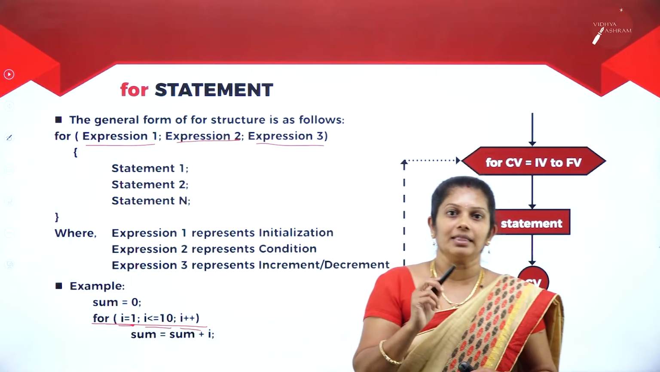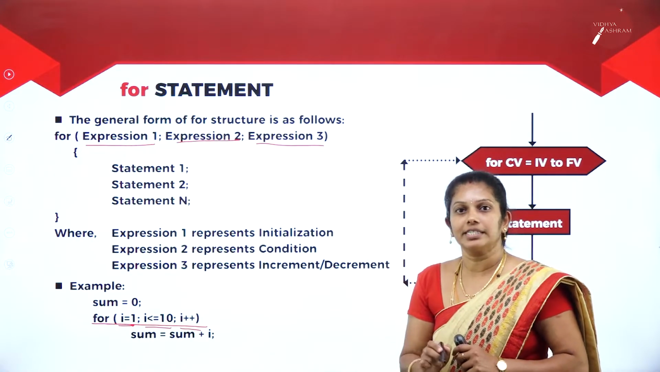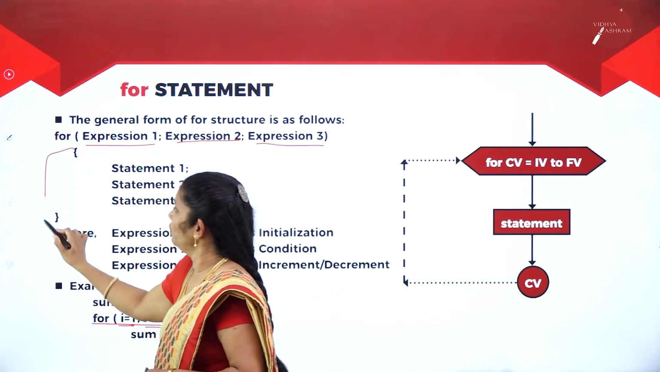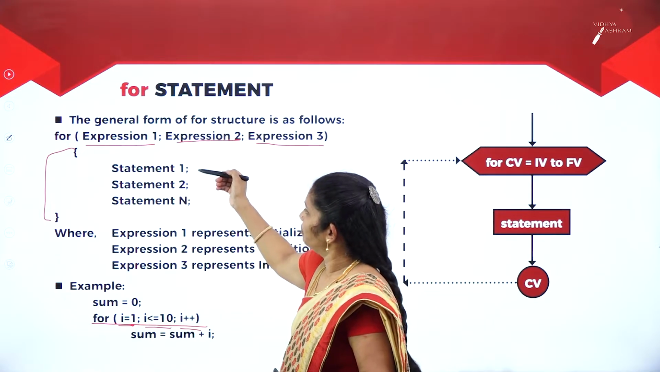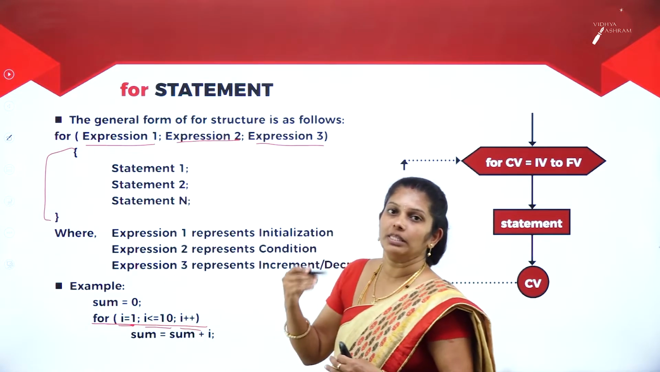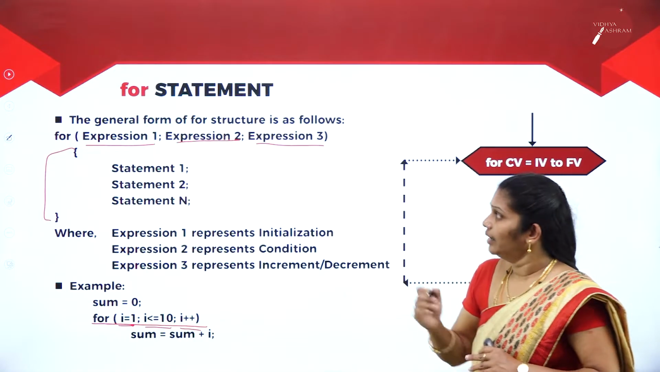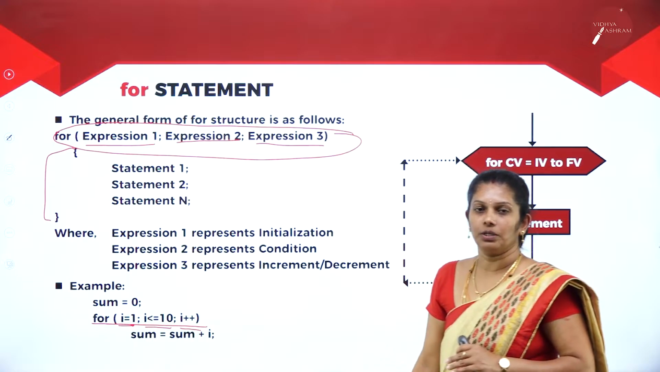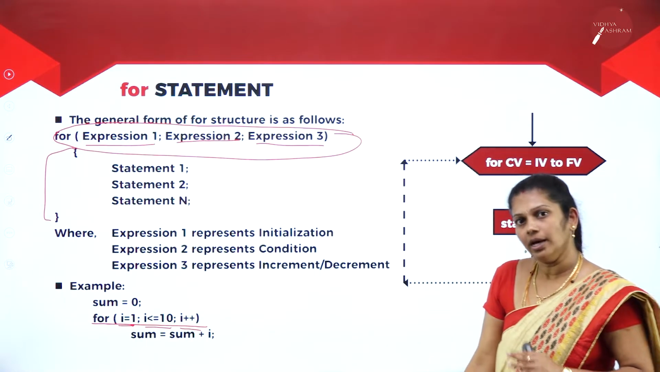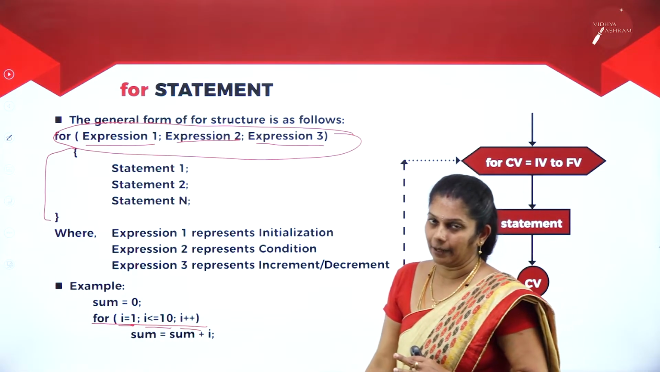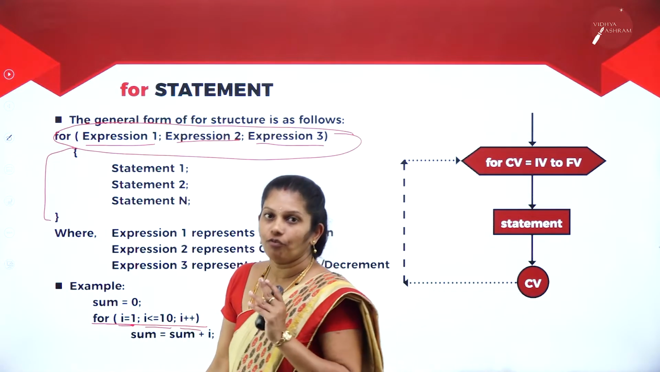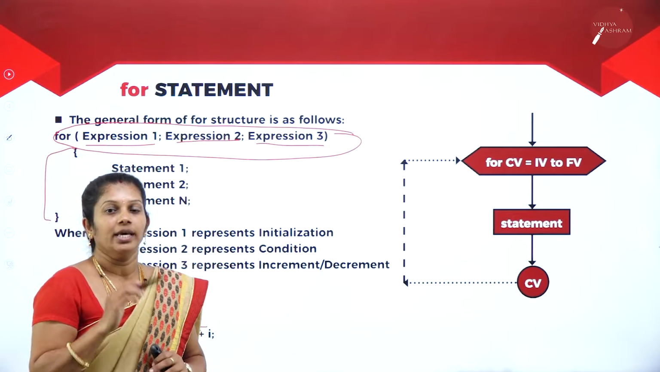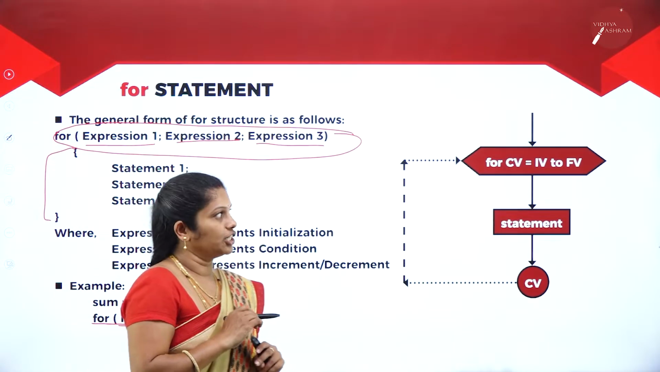If it is incrementing, then we write plus plus. If it is decrementing, then we write minus minus. Inside the flower bracket, we will write all the statements: statement 1, 2, 3. However many statements you want, you can write here. It means that in the same line itself, we can mention the initial value, final value, as well as incrementing or decrementing. And in the beginning itself, we can predict how many times the statement will execute. That's why it is called fixed execution.